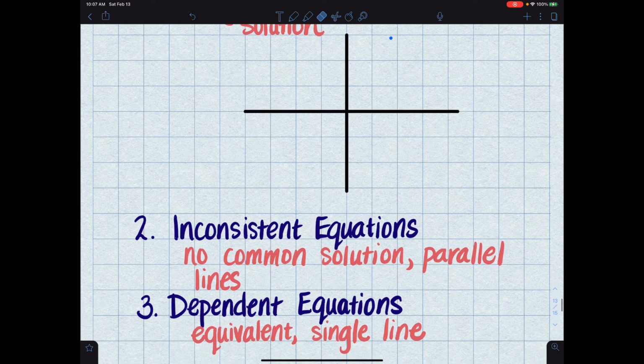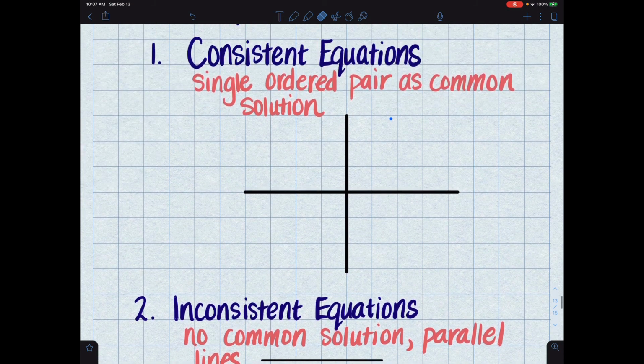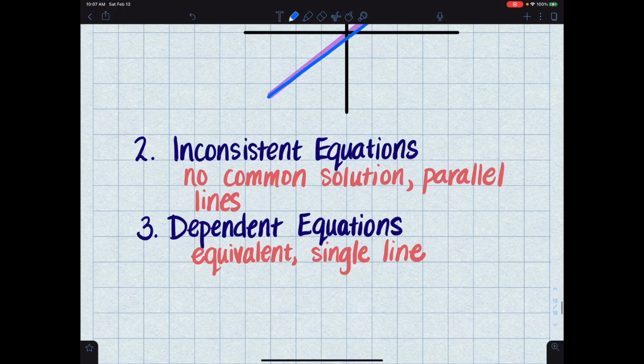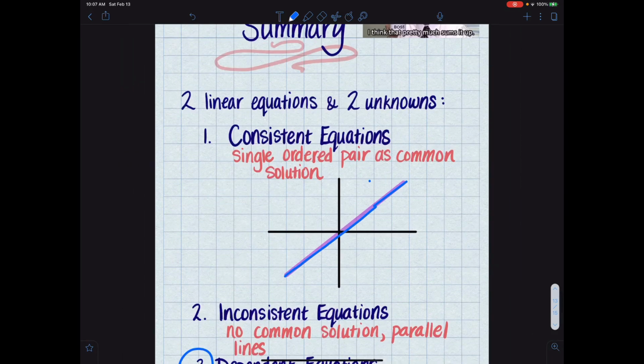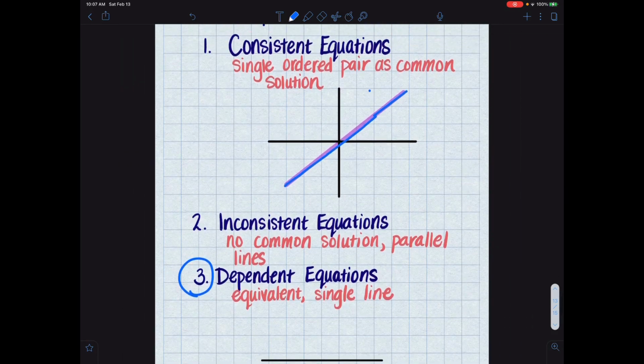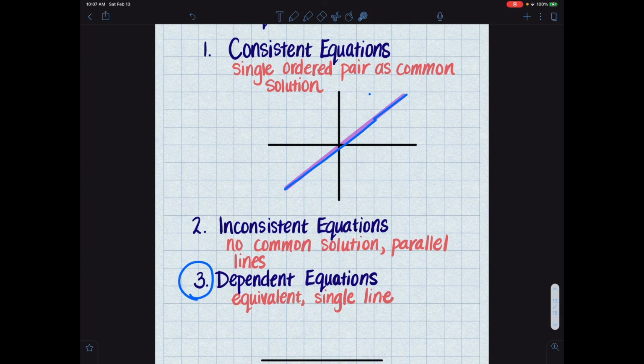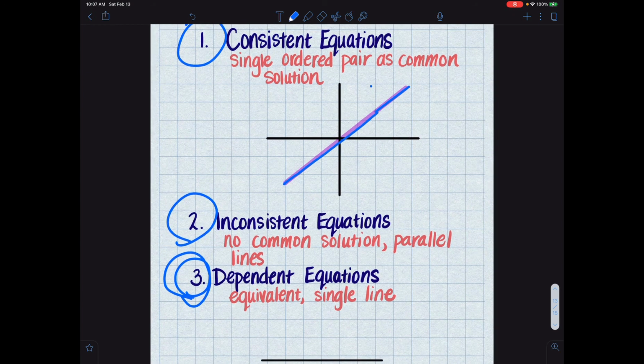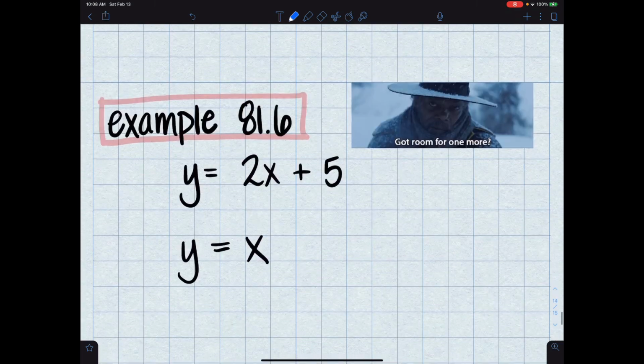All right, what's the last one? It's a dependent equation. A dependent equation means you've got the same line. So that's one of the lines, and this is the other line. If I'd drawn it better, you could see that they're the exact same line, and that's called a dependent equation. So with two linear equations and two unknowns, it's going to be consistent or inconsistent or dependent. And now you know what all of those mean. Sweet. One more example, and this lesson is over.